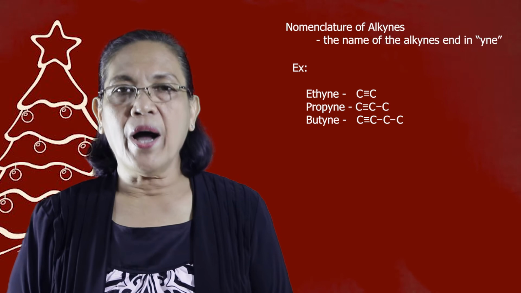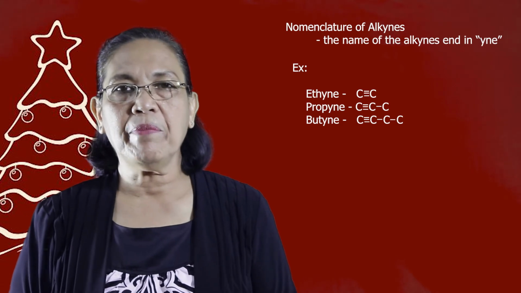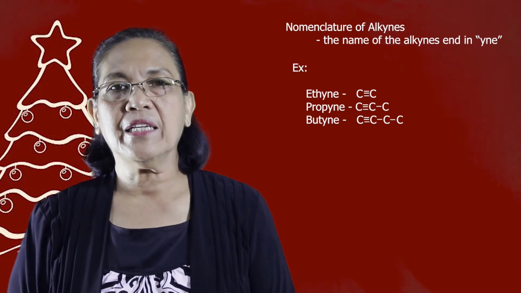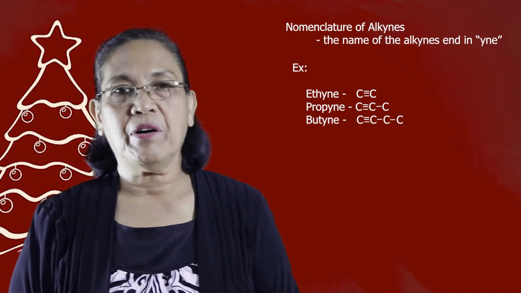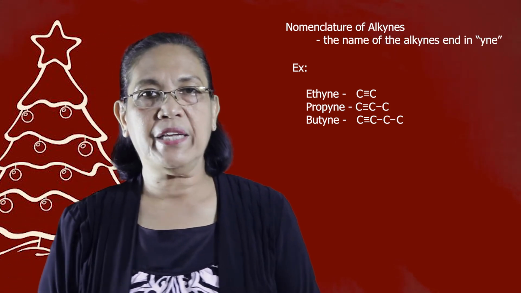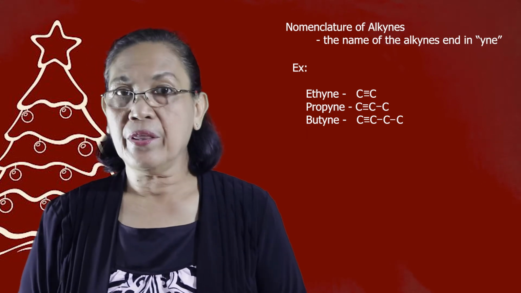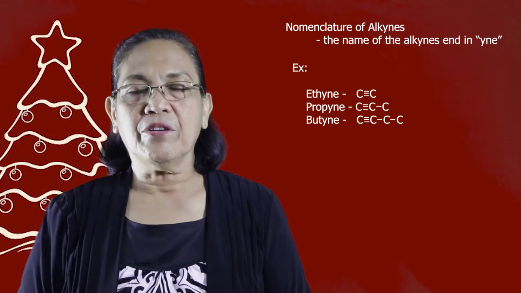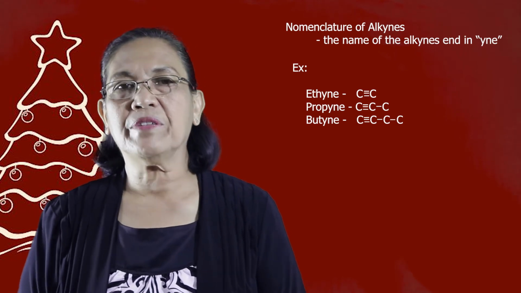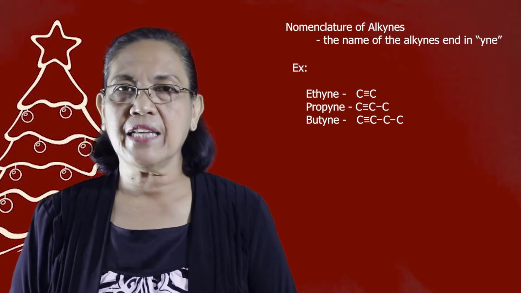hexyne. Why? Because if you bisect the triple bond, at the left there are 3 carbon atoms and at the right you also have 3 carbon atoms. That's why it's symmetrical. There is no cyclic alkyne. So those are the names of the alkanes, the alkenes, and the alkynes.